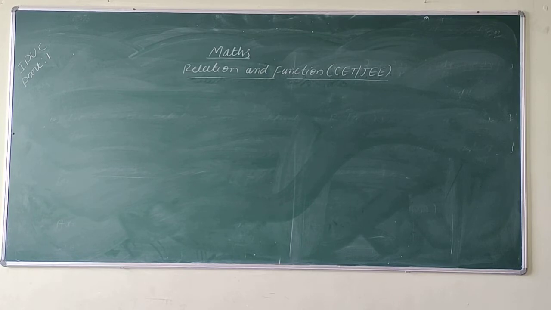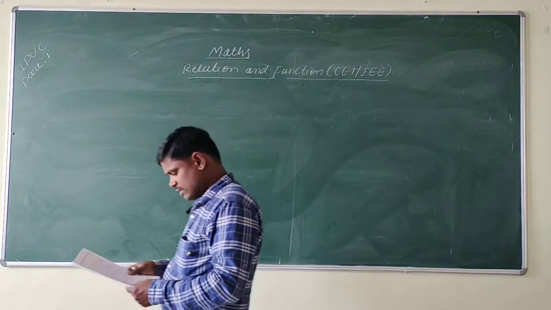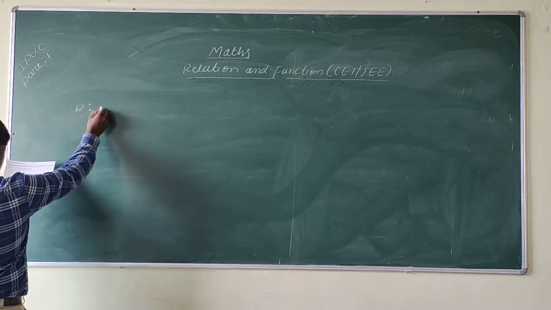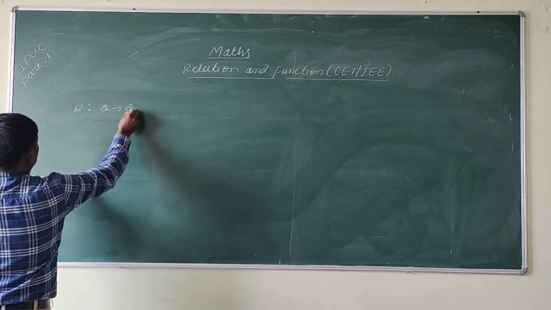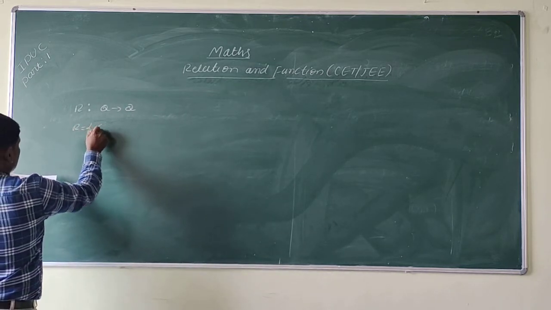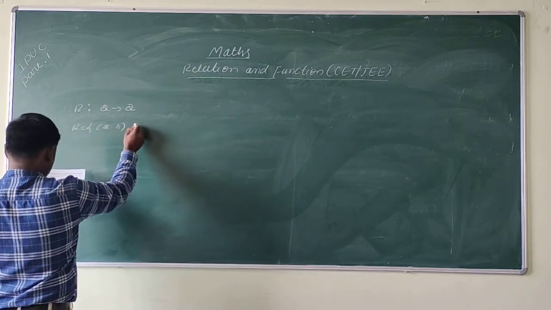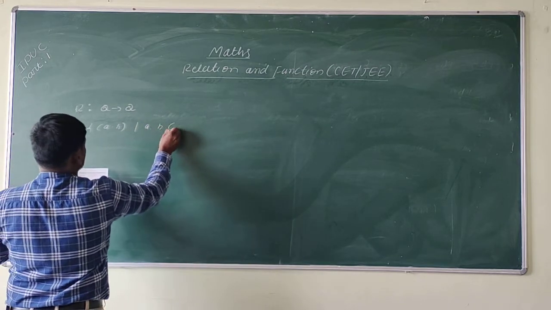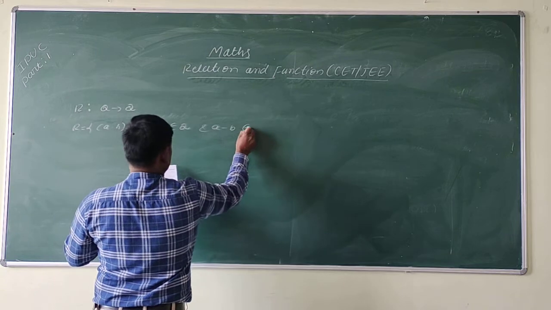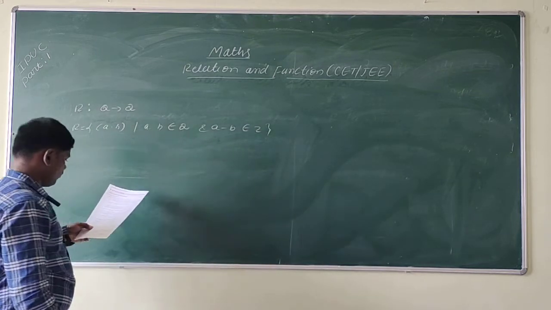So, next, question number 11. Observe carefully. Let R be the relation from Q to Q, and R is defined as R equals the set of all ordered pairs (a, b) such that a, b belong to Q, and a minus b belongs to Z. Which of the following is true?